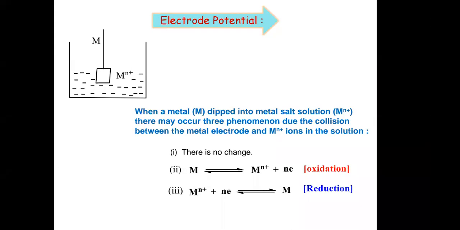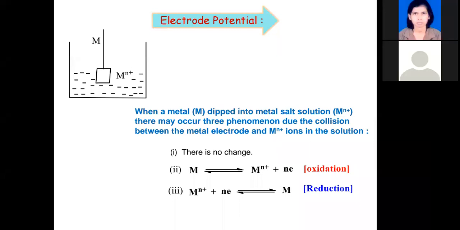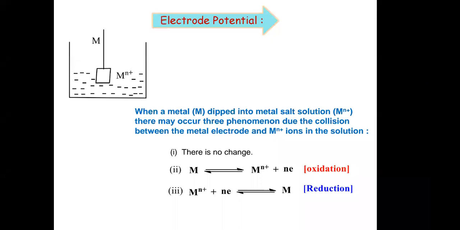Now, electrode potential. When a metal strip is dipped into the metal salt solution, there may occur three phenomena due to the collision between the metal electrode and metal ions of the solution. What are these phenomena? First of all, there may occur no change. Secondly, the metal strip will be converted to metal ions and will move to the solution, so solid to aqueous phase. And it is basically oxidation, metal to metal ion formation.